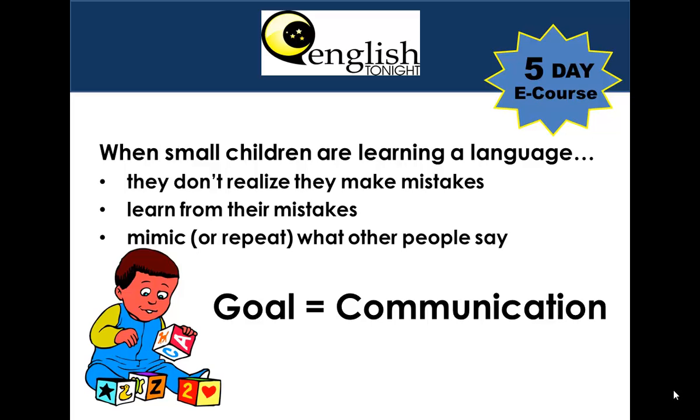And small children or babies that are learning to speak, their number one goal is communication. So as long as they feel that you understood them, they are happy. If they feel that you did not understand them, then they might cry or scream or yell. So your number one goal when you are speaking English should be communication. If you can get your point across, then that's great. Don't worry about making mistakes and being perfect. No one is perfect.